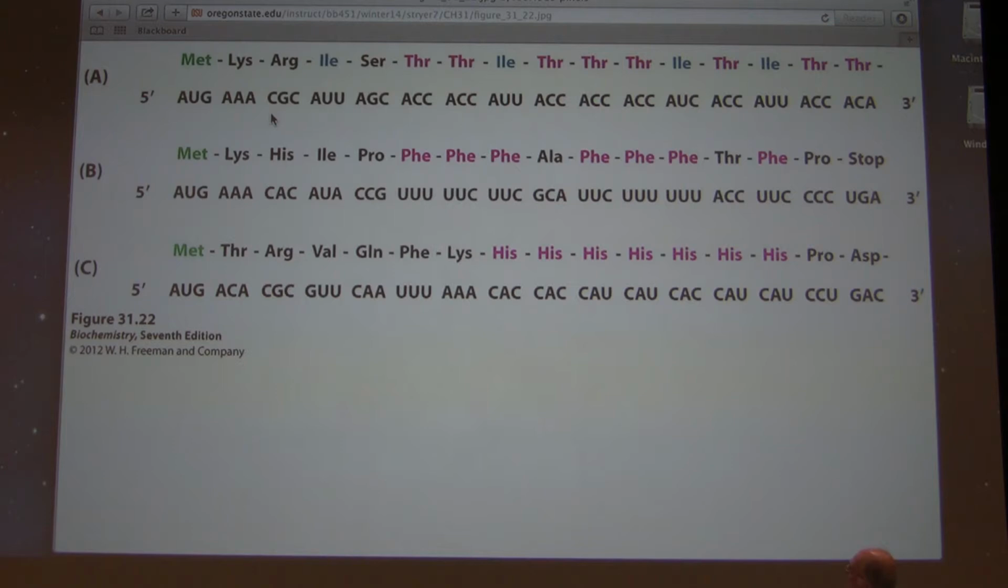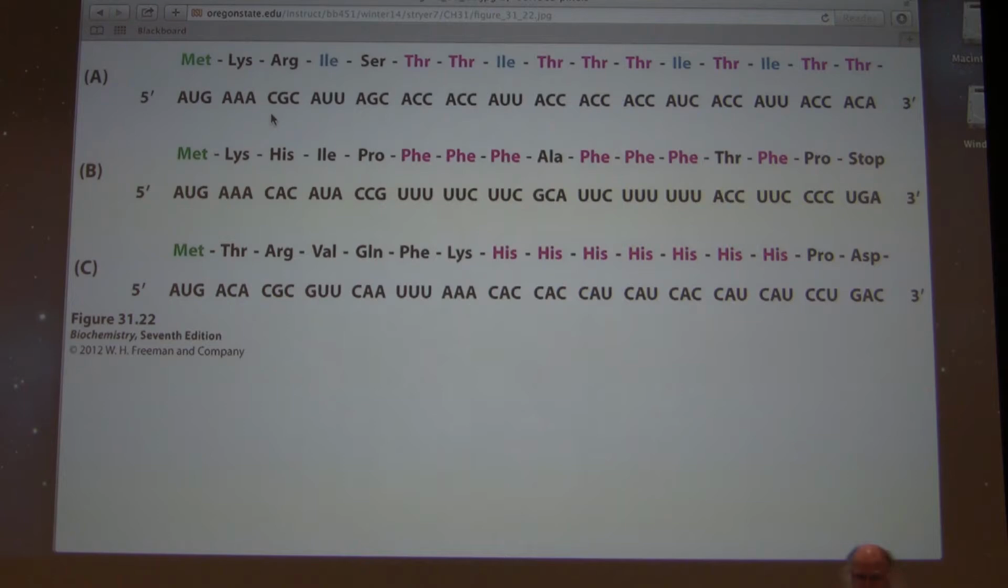Here's the sequence of the phenylalanine operon. Look at all the phenylalanines in there. And here's the sequence of the leader peptide for the histidine operon. So again, we see this theme carrying through several of the amino acid operons, and it's a very, very efficient system for the cell to sense the amounts of amino acids.